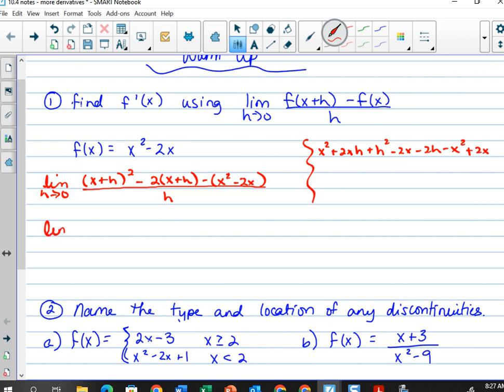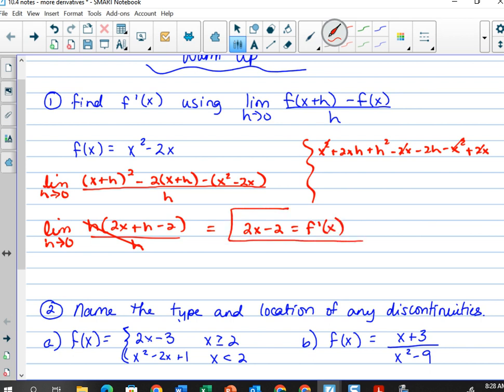So what is left out of all of that? Yeah, that's gone. That's gone. So can I jump right to this, guys? So I'd have 2x plus h minus 2. You with me on that? Yeah. Okay, cancel. What do I get? 2x minus 2. That is f prime of x. See, we did it.